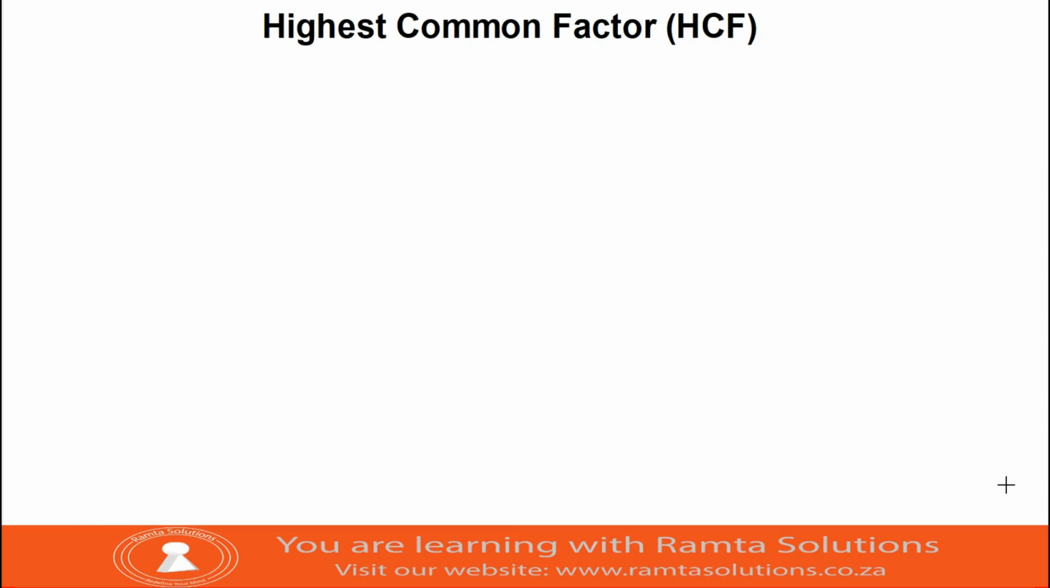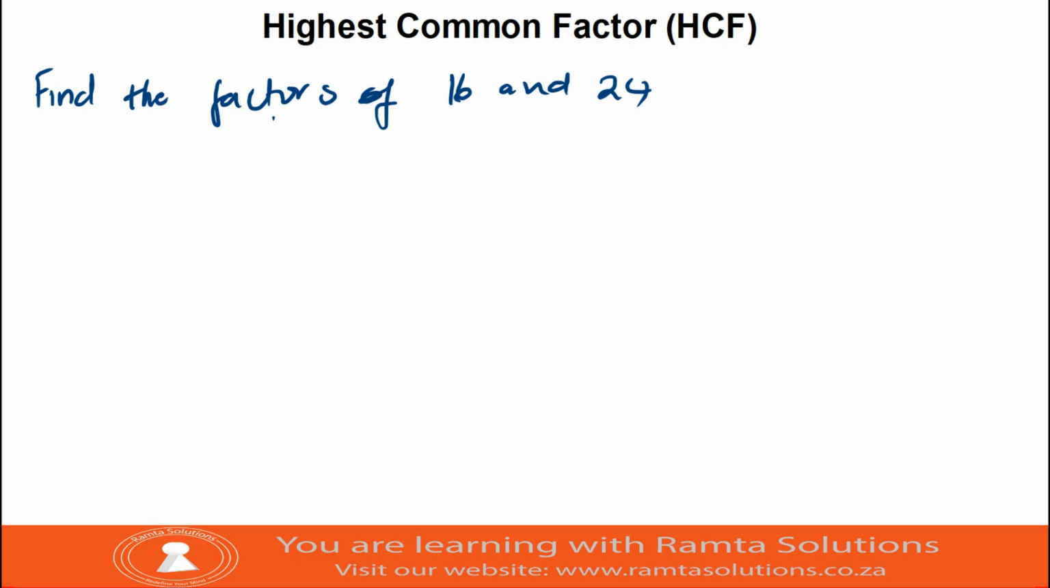Today we are looking at how to find your highest common factor without any waste of time. Let's look at this example. Find the factors of 16 and 24. However, I want to expand on this that what I'm looking at will be the highest common factor. Without any waste of time, let's look at the factors of 16.